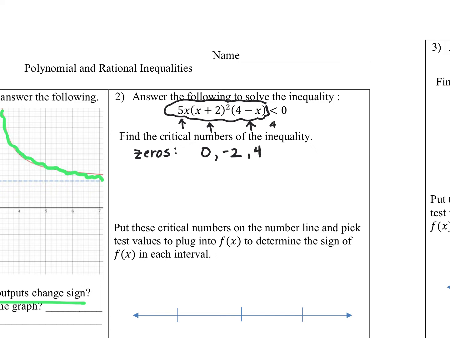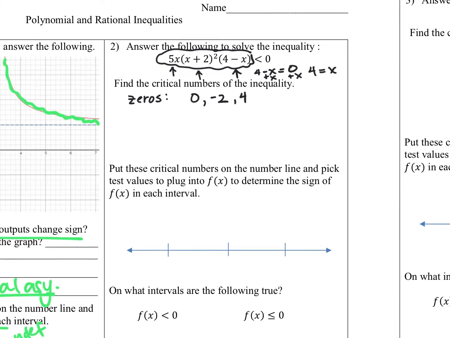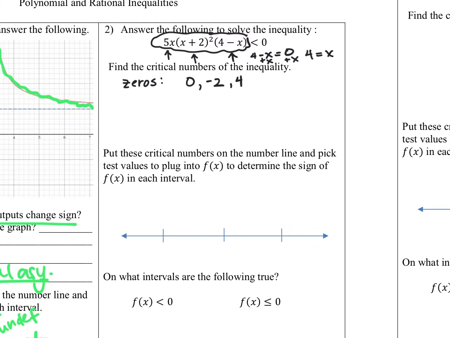If you're not sure why, set it equal to 0, and if you add the x over, you're going to get 4 equals x. We have that positive 4. So we put those critical numbers on our number line. Remember to go from littlest to biggest. So littlest is negative 2, then we have 0, then we have 4.